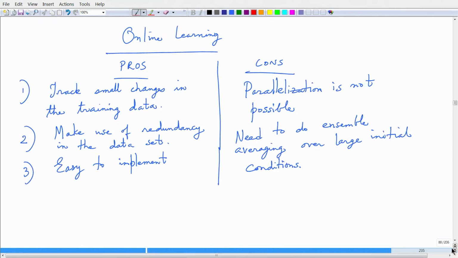Now, let us get into the details of online learning. I discussed how online update is done, and we saw that the online update is done on a per sample basis, that is, you are given the desired vector and the input vector, and then you want to learn the weights at every time instant. So, there are pros and cons of this approach.